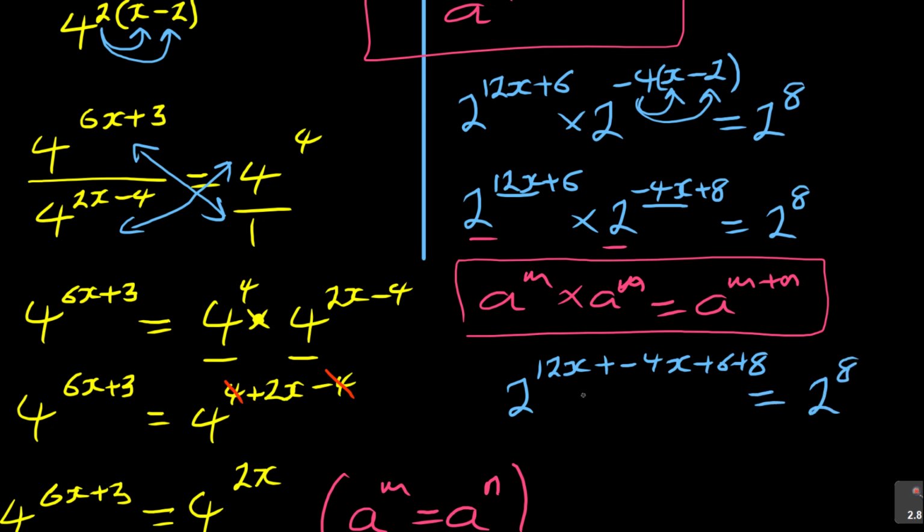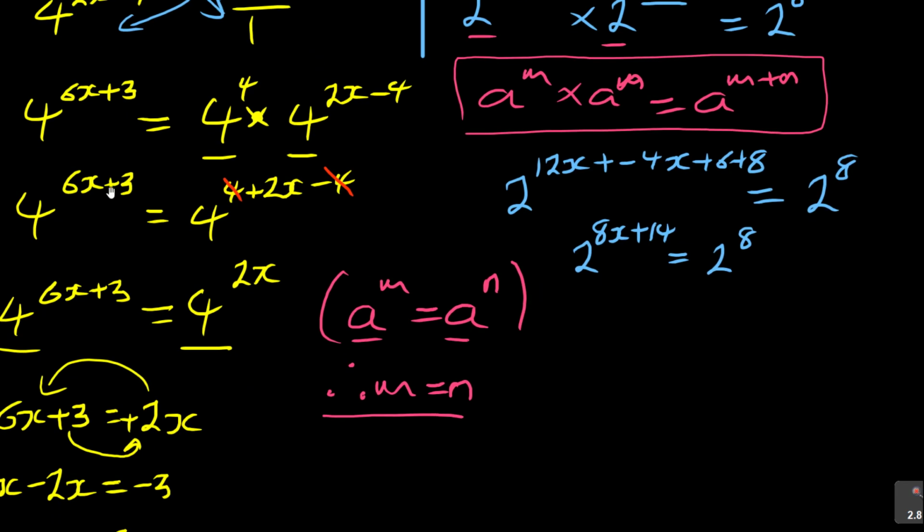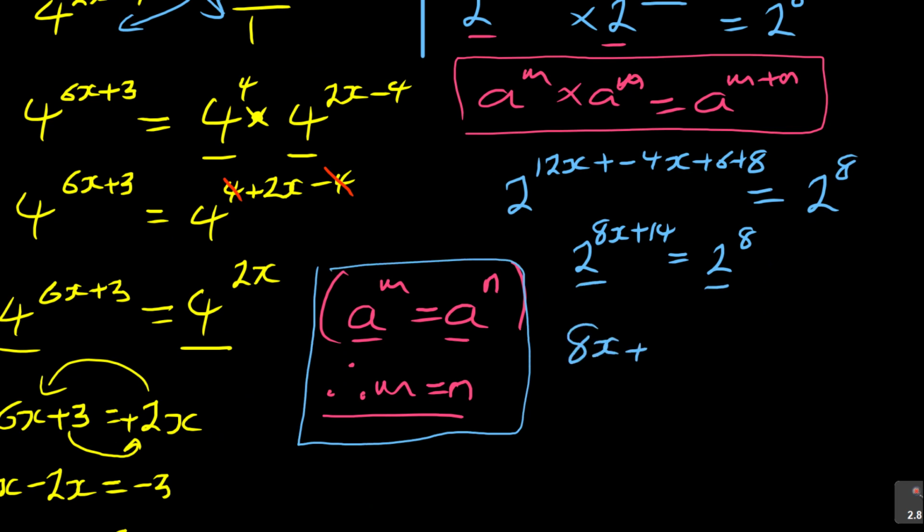Then when you add 12 plus minus 4, it means 12 minus 4, which is 2 to the power of 8x. 12 minus 4, it's 8x. And then 6 plus 8 is 14, is equal to 2 to the power of 8. And then when we have done that, same thing that we did here, I'm now equating. I'm using the same rule here to say 2 and 2, which means 8x plus 14 is equal to 8. So 8x is equal to 8.